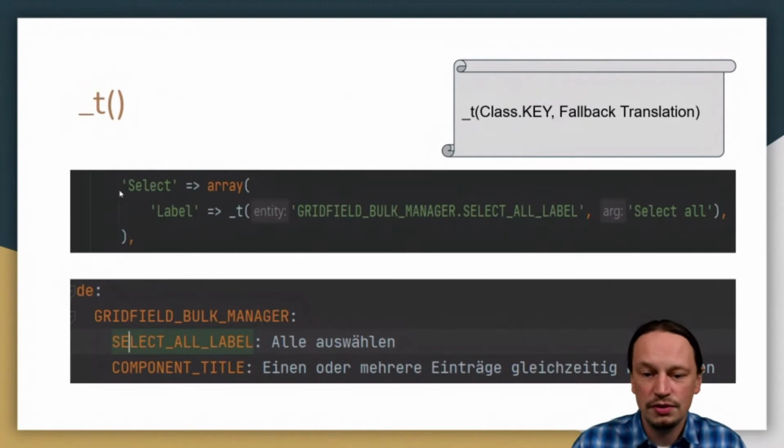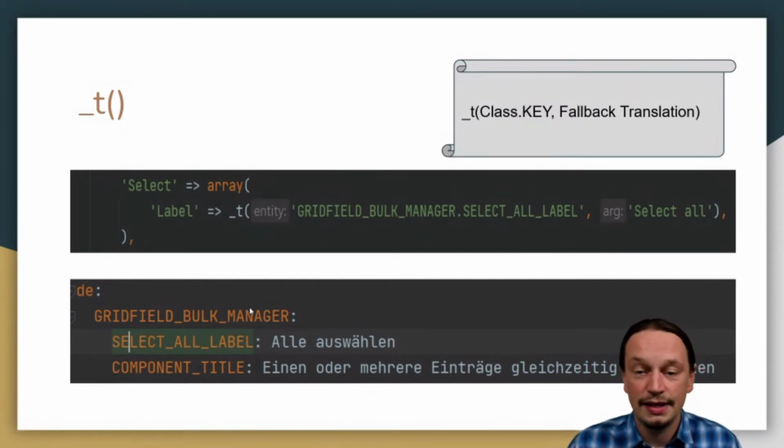And in our code, this might look like this. So _t, the entity is GridFieldBulkManager. The key is select all label. And the actual fallback translation, or the actual English translation, is "Select all". And in our German translation, which is done in YAML files, we see here DE for German, GridFieldBulkManager is the same string like we have here for the class, and here is select all label, and here is the German translation, "alle auswählen".